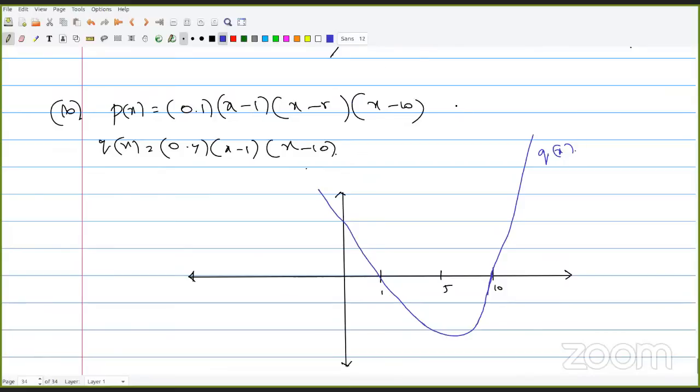It is an odd degree polynomial with positive leading coefficient. So the graph will be like this, and every root has odd multiplicity. It will always cut the axis. Okay, so we need it like this. It will be.